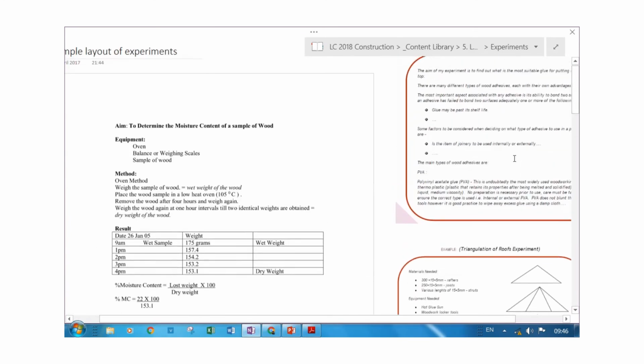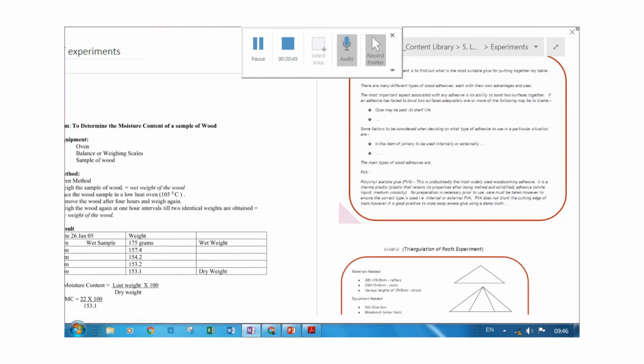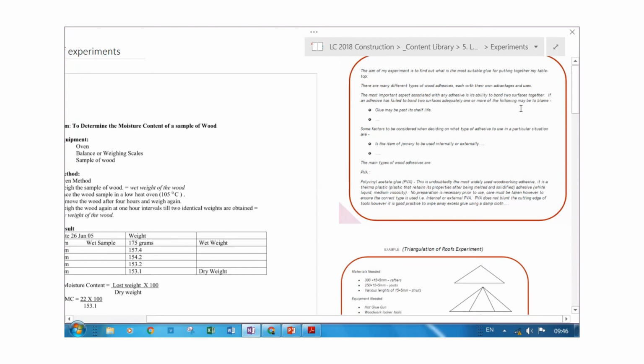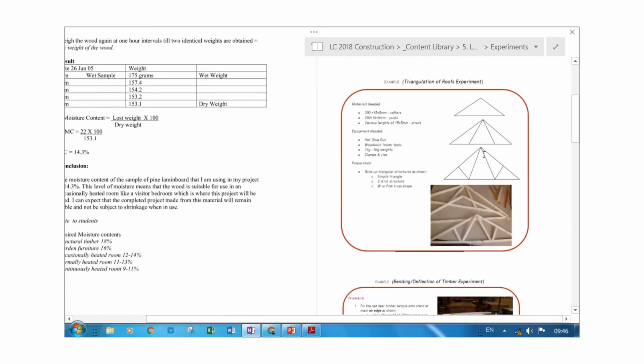Now what we have here then is several other experiments, and a lot of these are aimed at either furniture or models. What we're looking at here is the aim of this experiment, putting a table together of different types of glues. So this is testing the different types of glues that we've looked at. This here is the structural one. So if you have a roof, this could be done.